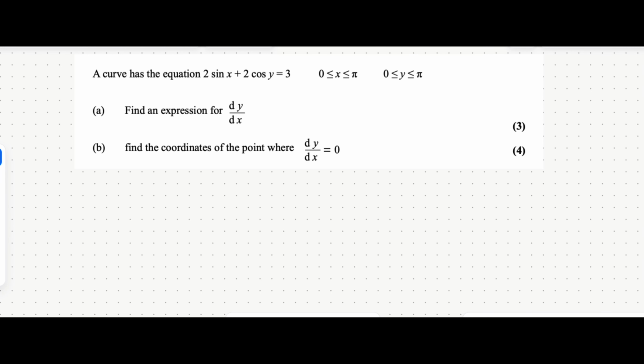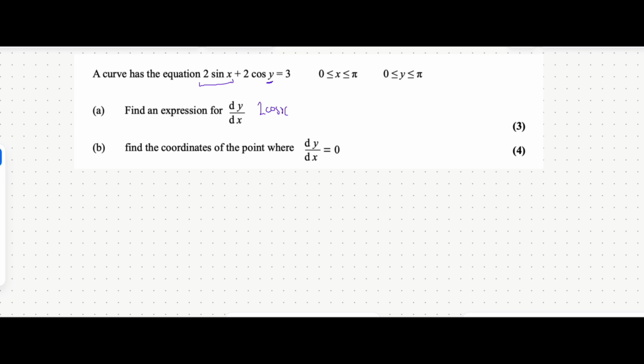In this video, we're going to look at an exam question on implicit differentiation. So how do we differentiate implicitly? Well, if we're differentiating a term that's already in terms of x, so sine differentiates to cos, and so this first term would just differentiate to 2 cos x with respect to x. That's not a form of implicit differentiation.